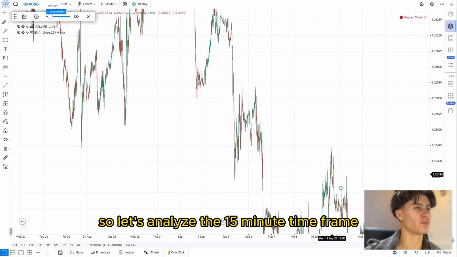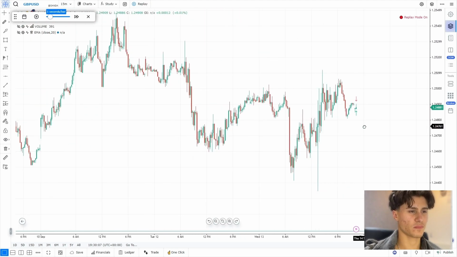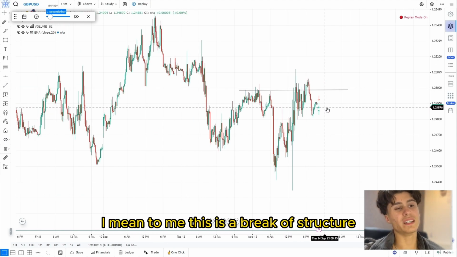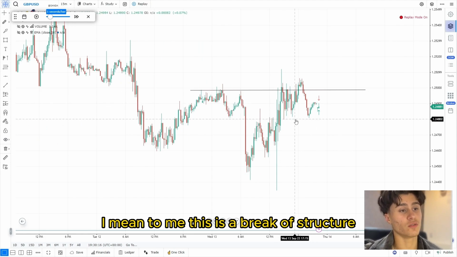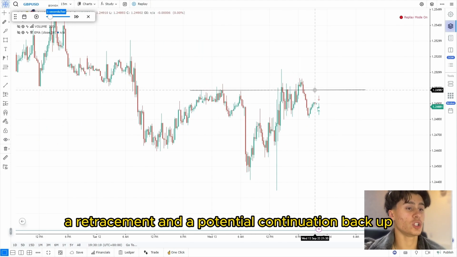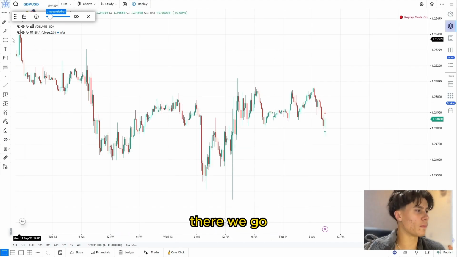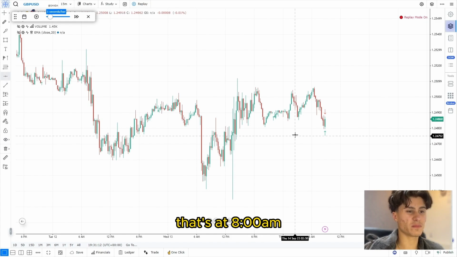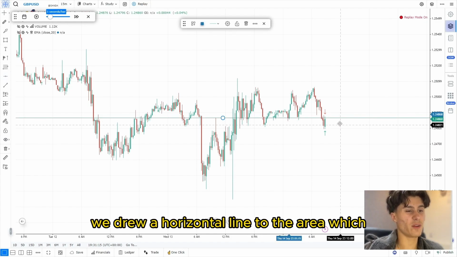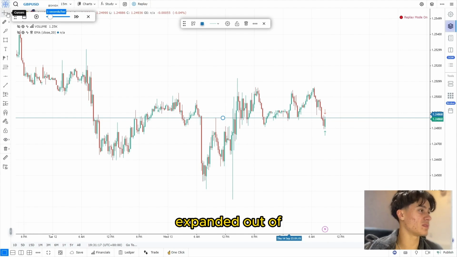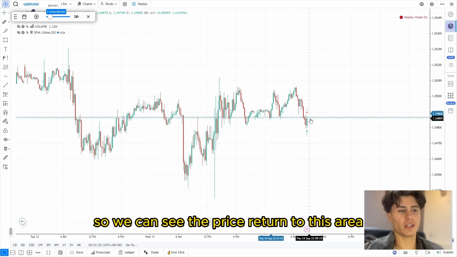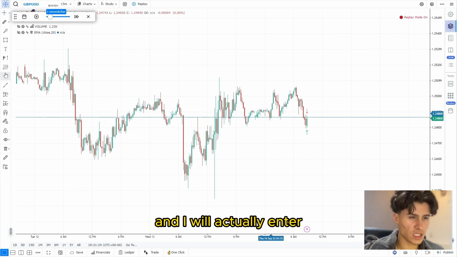So let's analyze the 15-minute time frame. Here we're on a downtrend. I usually look at higher time frames, of course. To me, this is a break of structure, a retracement, and a potential continuation back up. There we go. So right now that's at 8:45 a.m. We drew a horizontal line to the area which it expanded out of, the structure or change of character area, and that's right here. So we can see the price return to this area, and I will actually enter.